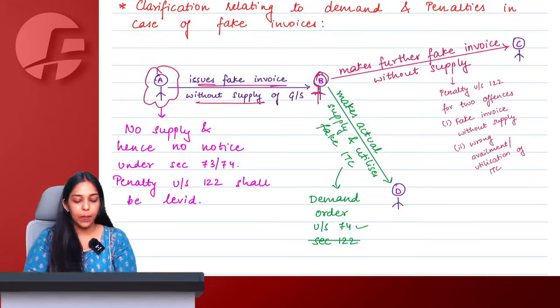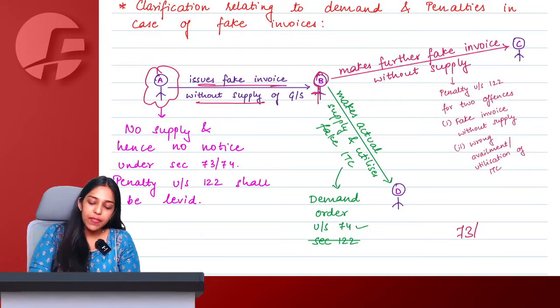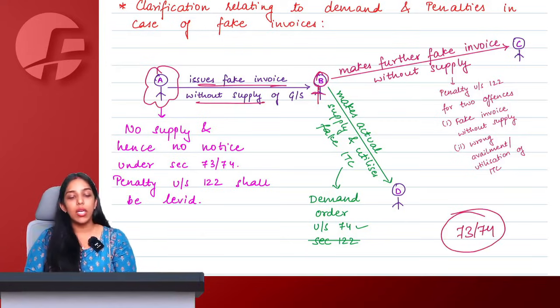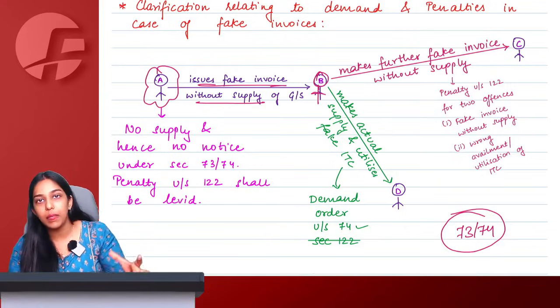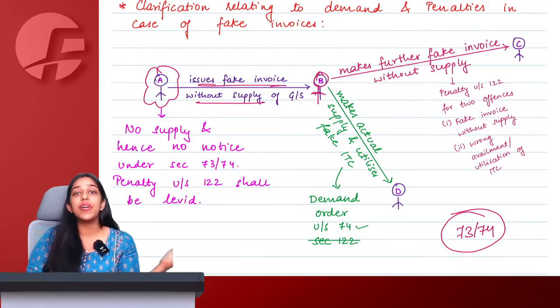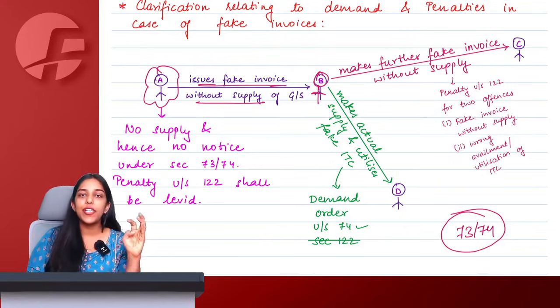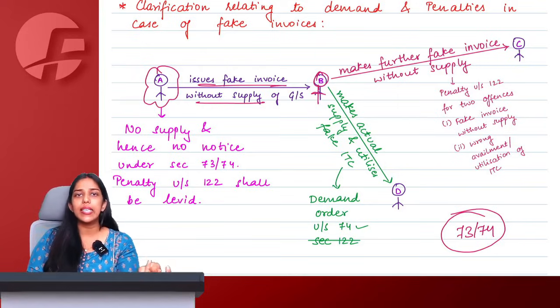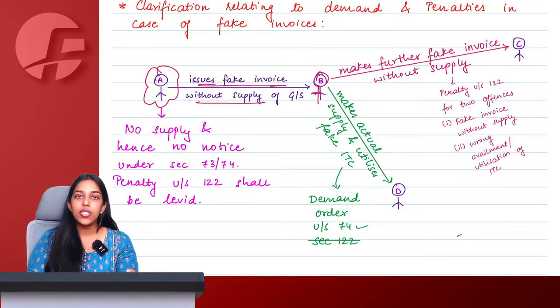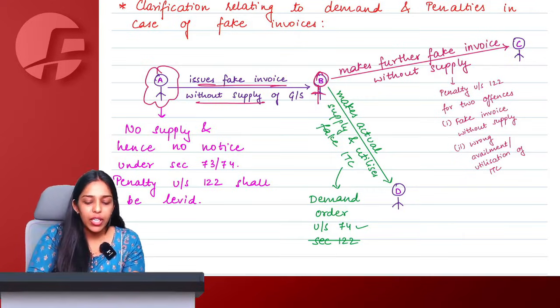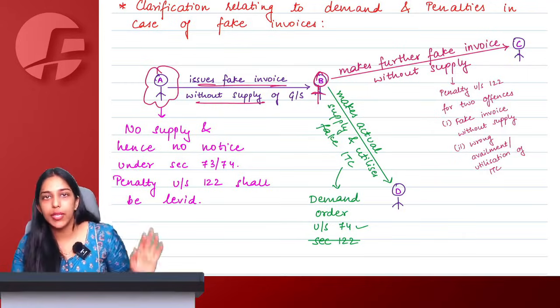B. Okay. Now understand, under section 73-74, penalties can only be levied if a supply has taken place, because we say that in relation to a supply, the tax is not paid, short paid, ITC wrongly taken, utilized, refund wrongly taken. So there has to be a supply to invoke section 73-74. But section 122 is a general provision. Without supply also it can be invoked.